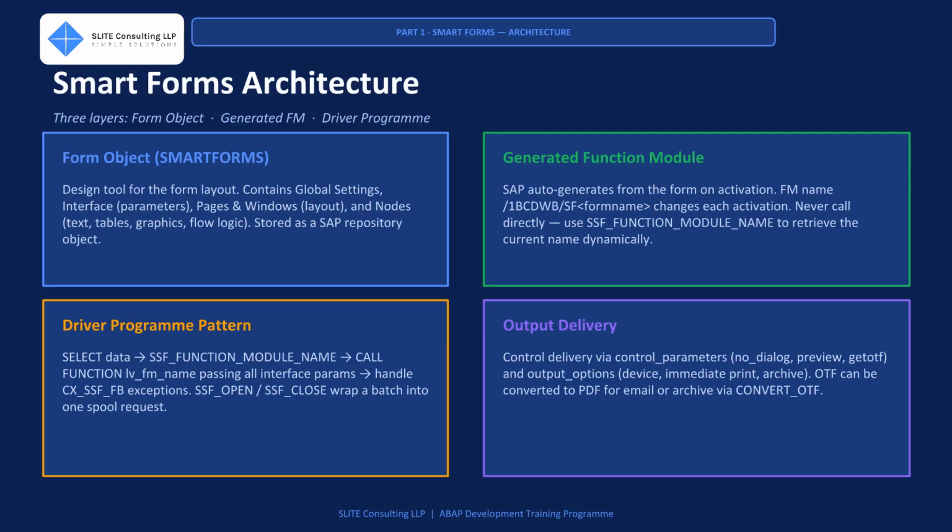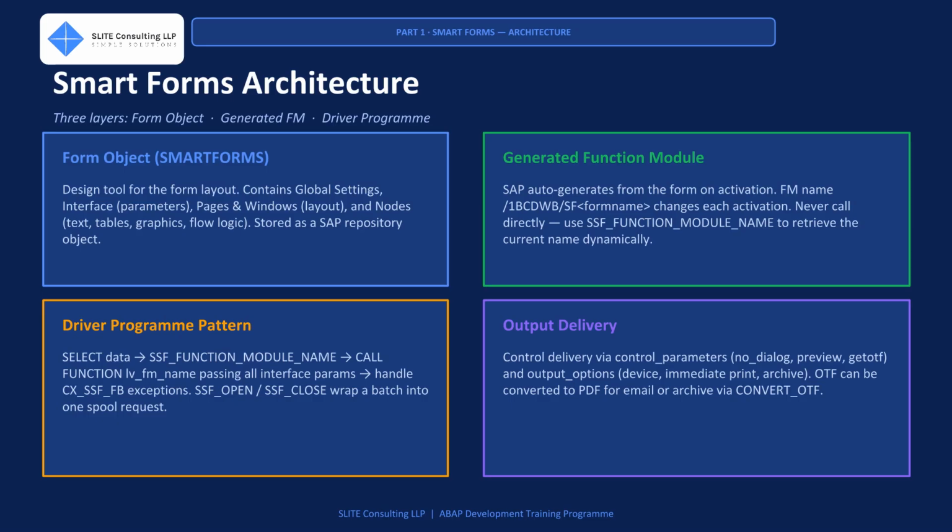Smart Forms has 3 layers. First is the form object, designed in transaction SMARTFORMS. This is a repository object that contains everything: the interface declaring what data the form needs, the page layout defining windows and their positions, and the nodes, text elements, table nodes, graphics, flow logic that make up the actual form content.